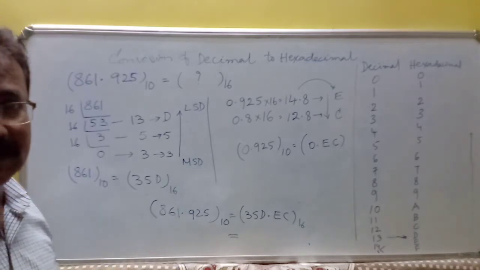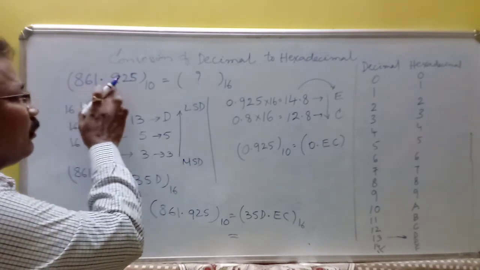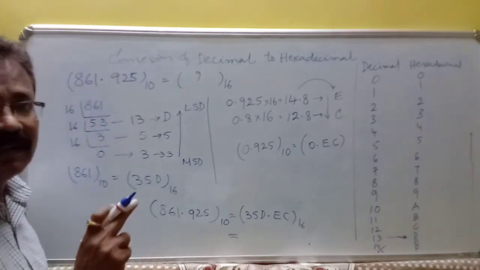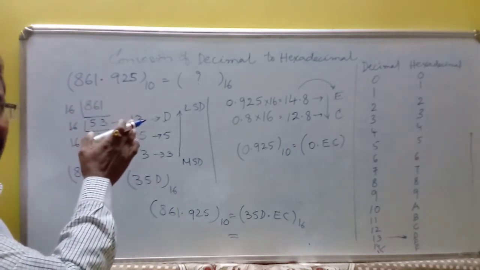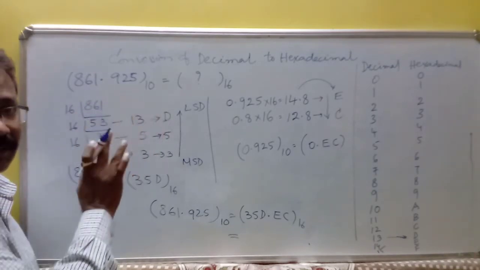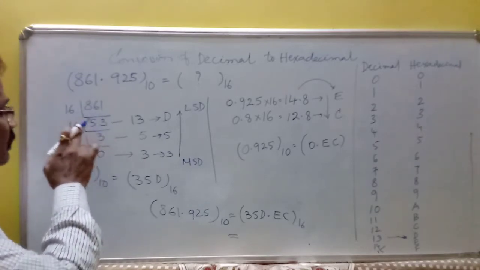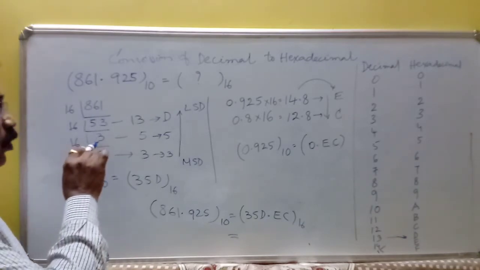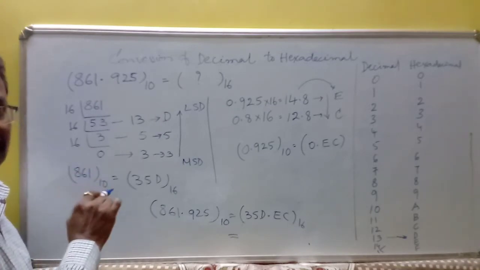I repeat the process again. Once again, the decimal number has two parts. One is integer part and another one is fractional part. First, you take the integer part and divide the integer part with 16. Whatever the quotient, take the remainders left. Whatever the quotient occurred, divide those quotients by 16. This process can be continued up to the quotient is less than 16.